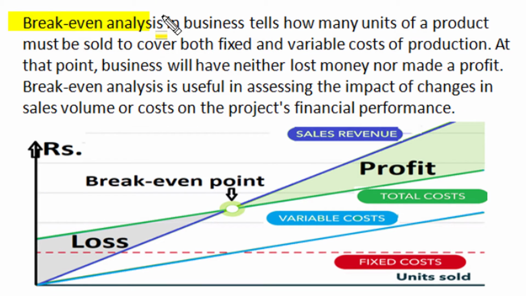Break-even analysis in any business or project tells the decision maker how many units of product must be sold to cover both fixed cost as well as variable cost of production. At that point, which we call the break-even point, the business will not have any loss or profit. Such break-even analysis is useful in assessing the impact of changes in sales volume or changes in production cost for exact analysis of project financial performance.